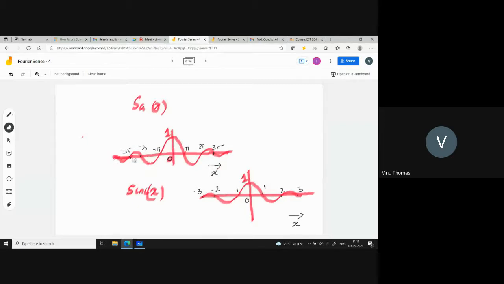So this is how the SA of x plot looks like. So SA of x is equal to sine x by x. So what is the value of sine x by x at x is equal to 0? Namita, can you tell me that? What is the value of sine x by x at x is equal to 0?